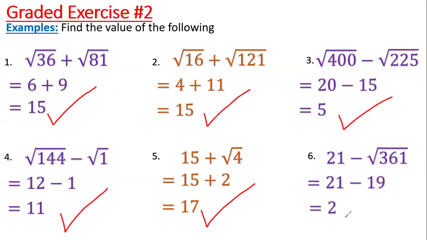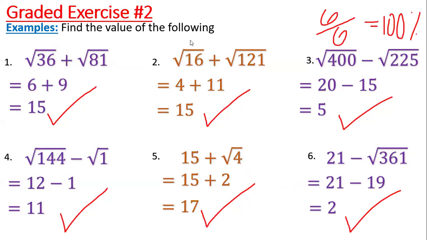Very good. All right. Anyone got 6 out of 6? I got all right. Very good. Excellent job. Anyone got 5 out of 6? I did. That's good. Very good.